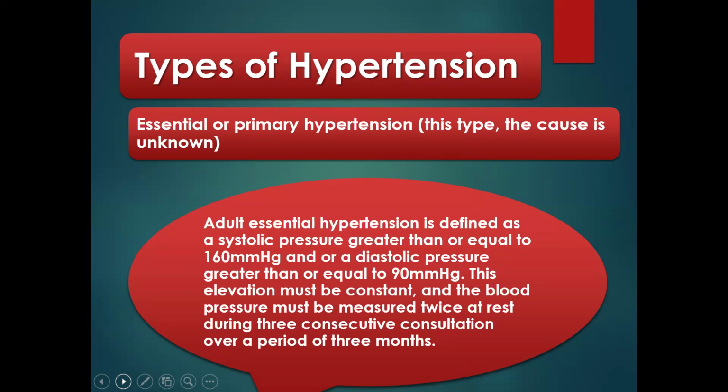This elevation must be constant, and the blood pressure must be measured twice at rest during consecutive consultations over a period of 3 months before you can conclude that this person has essential or primary hypertension. Okay.